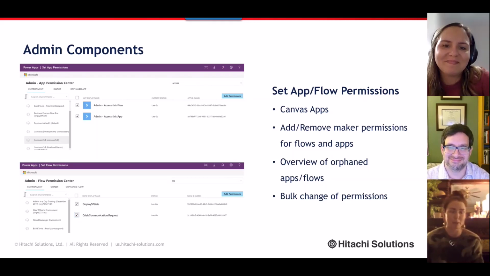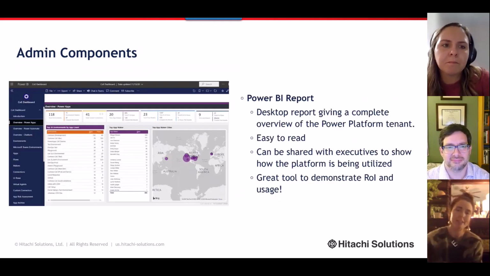We're going to go through some of the admin components that we have in the Center of Excellence toolkit. The first thing we have here is the set app and flow permissions. These are apps that come with the core components of the Center of Excellence Starter Kit and are really helpful for admins to bulk set permissions for different flows and apps, but also allow you to see orphaned apps and flows too. So if somebody leaves the organization and no longer has ownership of their application, we can set that here with the Canvas app.